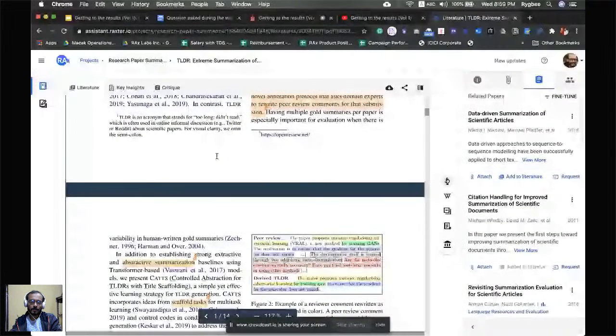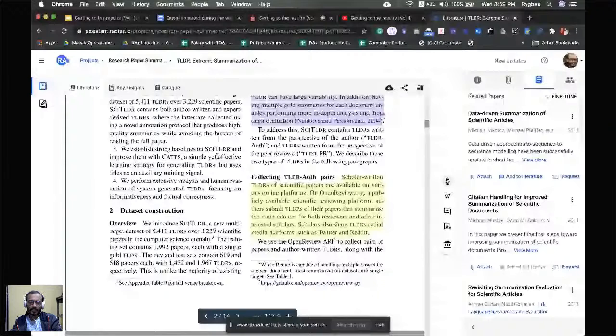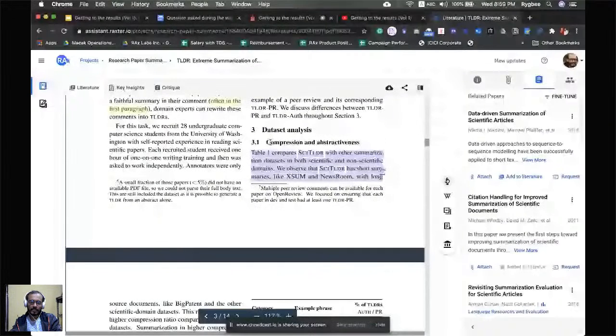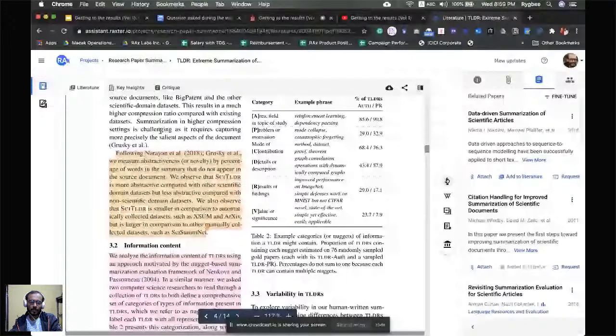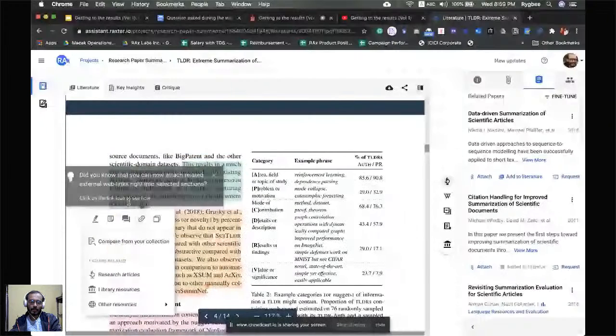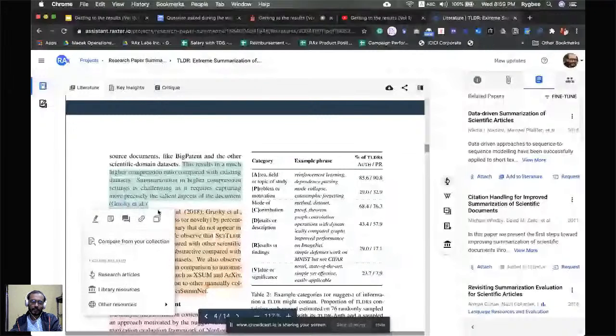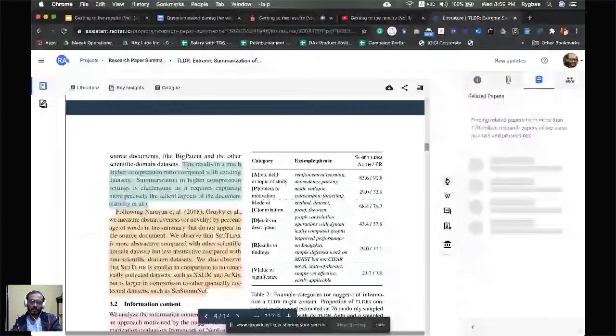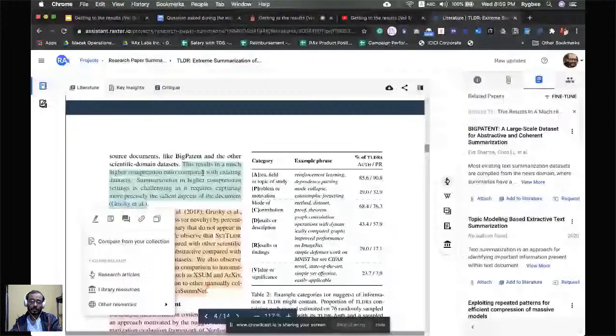And I can read this paper, and I can go and look into the experimental section. Let's say I look into this section, dataset analysis, right? And I can search for more papers related to a specific aspect of that. So I can select this particular section, and then I can click for research articles. The moment I select a section, a context menu comes up. Like when I select this section, let's say that I want to look for more research articles that are related to this particular section only.